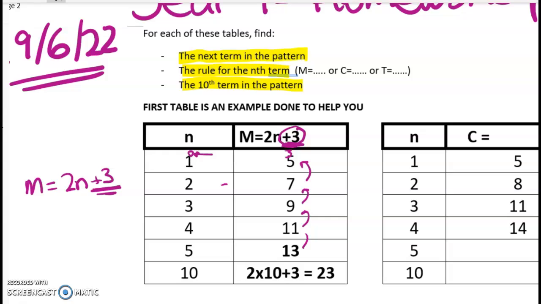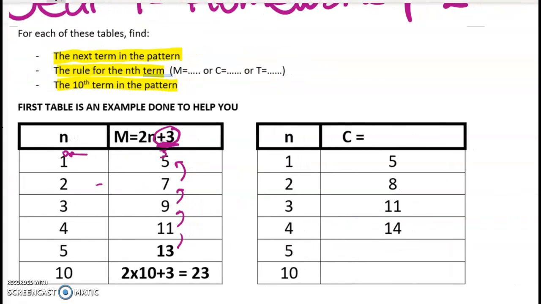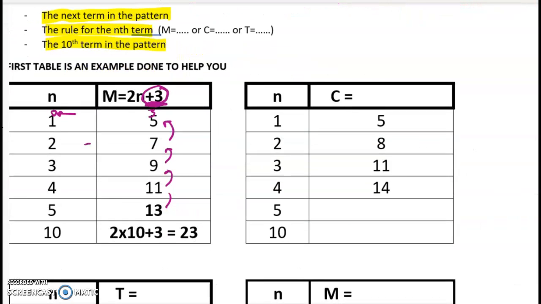I'm going to go quite quickly through the next 5 and do a separate video for pages 3 and 4. So in this next one, we're told that the numbers are going up by 1 each time, and C is going up by 3 each time. So my rule will be 3n, 3 times whatever that letter is. And then I need to figure out what goes on the end. So 3 ones give me 3, but I want to get to 5. I need to add 2. My rule is 3n plus 2.